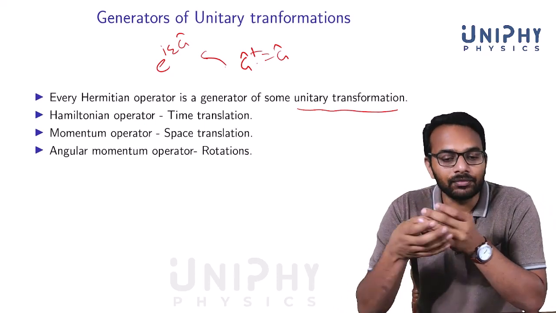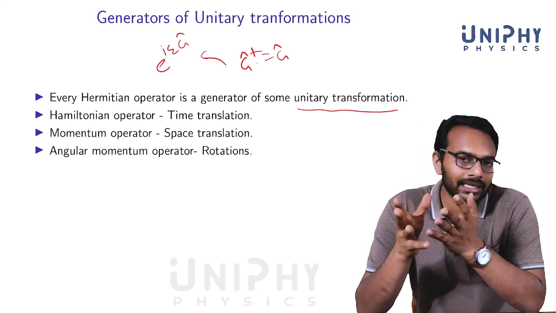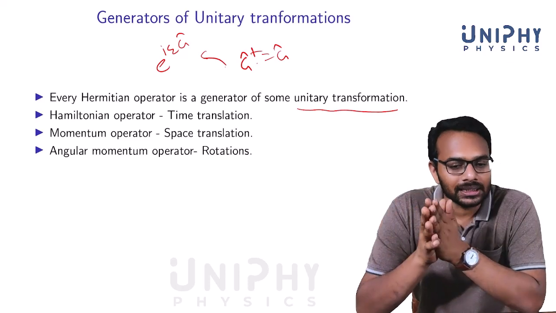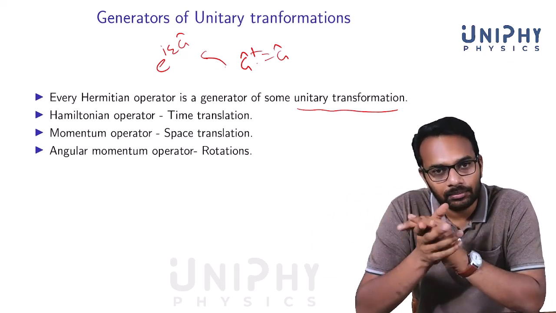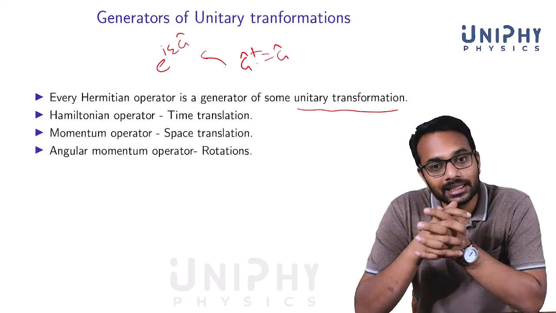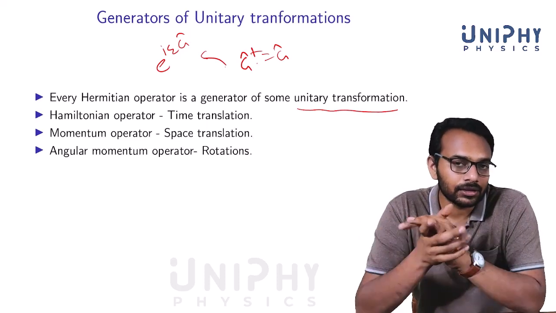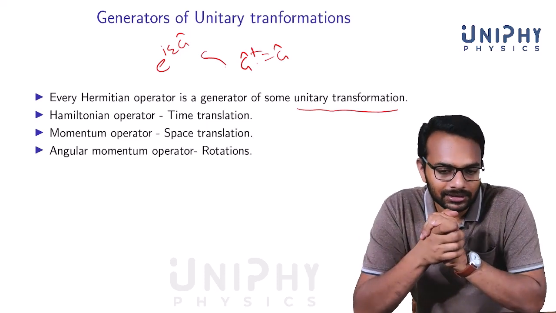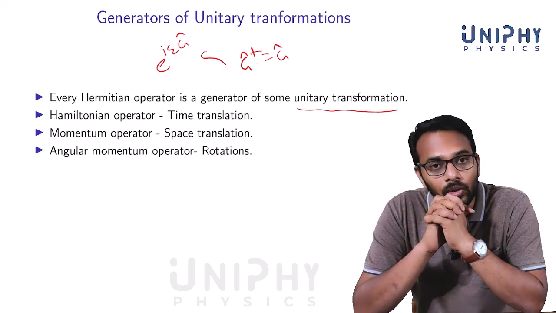Without showing this, you might already have guessed that, just like in classical mechanics, the Hamiltonian operator is the generator of time translation. The momentum operator is the generator for space translation, and the angular momentum operator is the generator for rotations, and so on. So corresponding to every unitary transformation, you can think about a Hermitian operator.